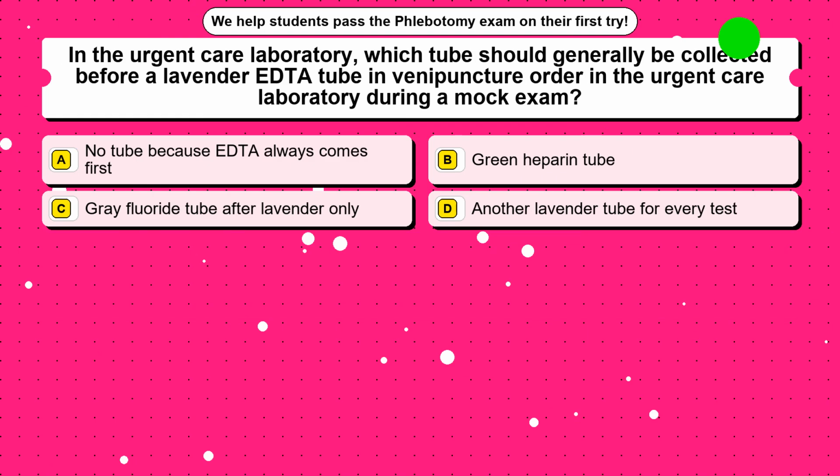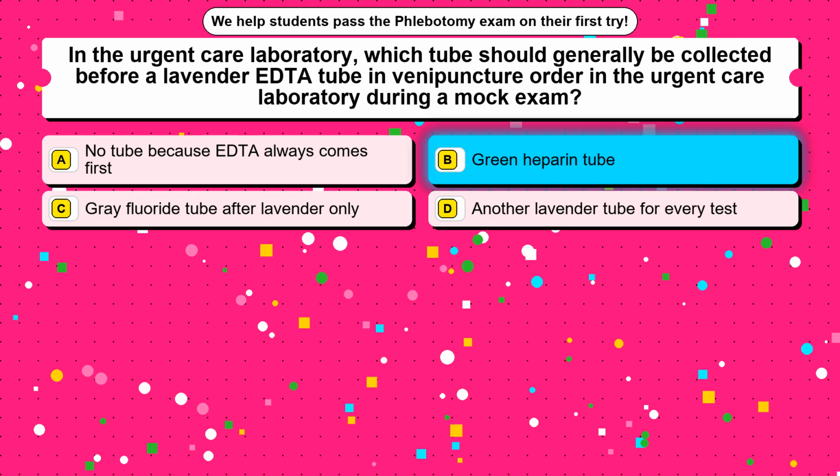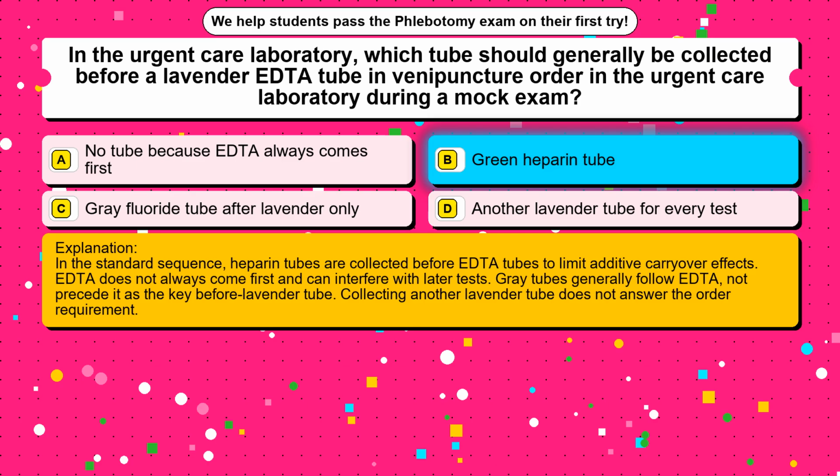Question 84. In the urgent care laboratory, which tube should generally be collected before a lavender EDTA tube in venipuncture order during a mock exam? Option A. No tube because EDTA always comes first. Option B. Green heparin tube. Option C. Gray fluoride tube after lavender only. Option D. Another lavender tube for every test. The correct answer is option B. Green heparin tube. In the standard sequence, heparin tubes are collected before EDTA tubes to limit additive carryover effects.